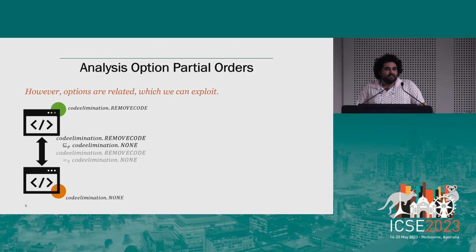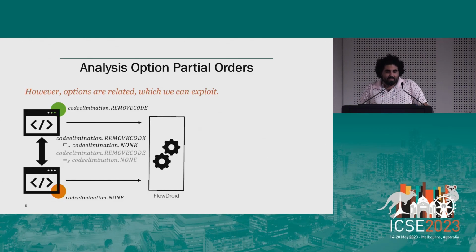Also remember that this is meant to be a sound transformation. So we add an implicit constraint as well, saying that code elimination dot remove code should be the same level of soundness as code elimination dot none. What this means is that we expect that remove code may remove some false positives from the results, but it should not affect the true positives that are emitted by the analysis at all.